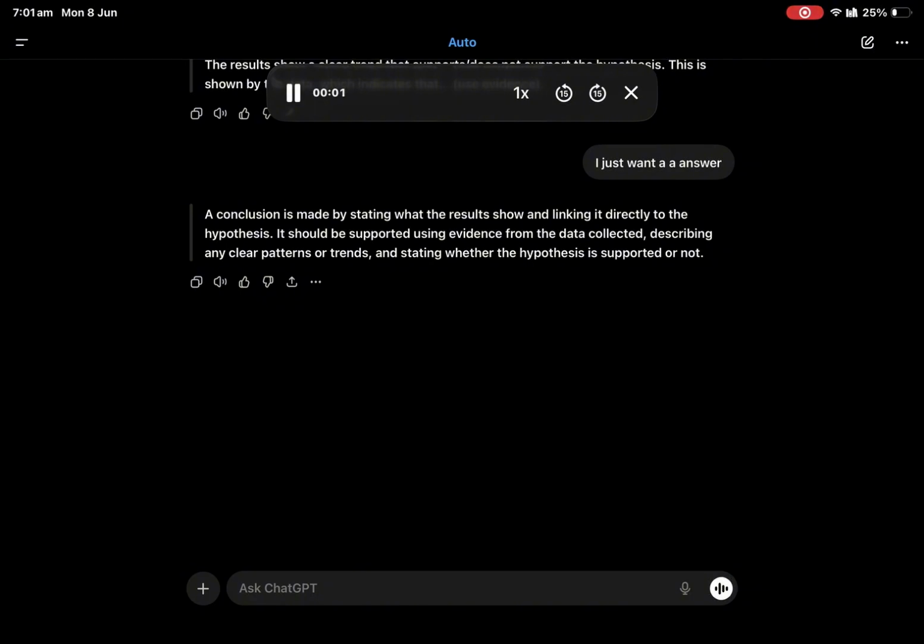"A conclusion is made by stating what the results show and linking it directly to the hypothesis. It should be supported using evidence from the data collected, describing any clear patterns or trends, and stating whether the hypothesis is supported or not."